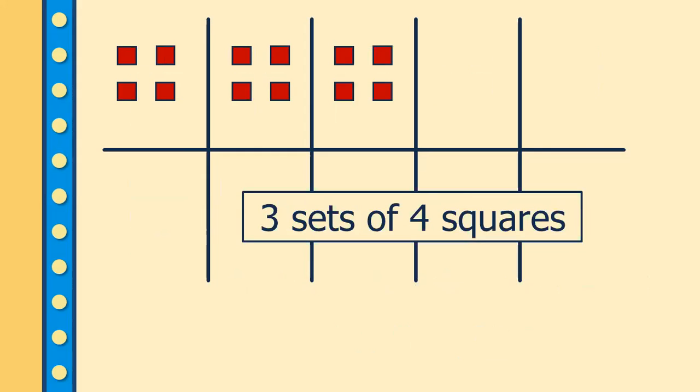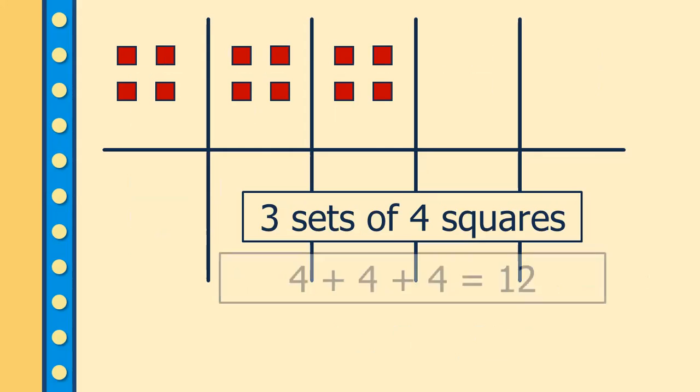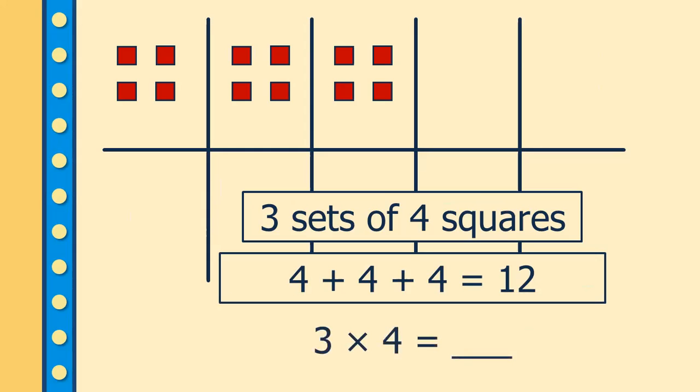Now let's look at this. We have 3 sets or 3 groups, and in each set we have 4 square boxes. So it says here 3 sets of 4 squares. We could do this 4 plus 4 plus 4 to equal 12 and find out that there are 12 boxes. We could skip count 4, 8, 12, or we could put a multiplication problem and say 3 times 4, because 3 sets times 4. And that also equals 12.